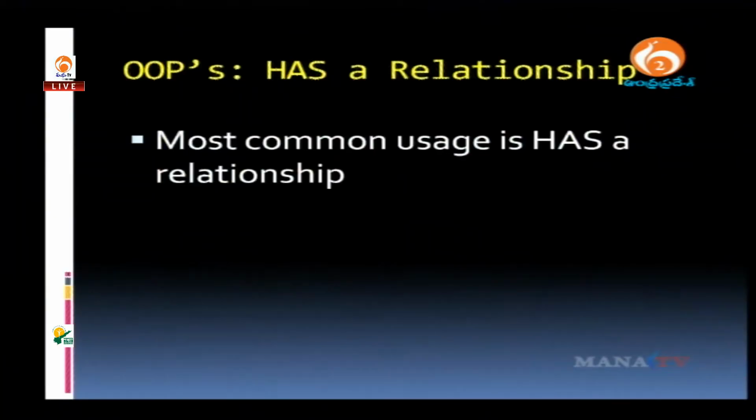Now we have seen the is-a relationship in interfaces. Now we will see another relationship, that is the has-a relationship. What is an is-a relationship and what is a has-a relationship? We are going to discuss that now. The most common usage is the has-a relationship, not the is-a relationship.